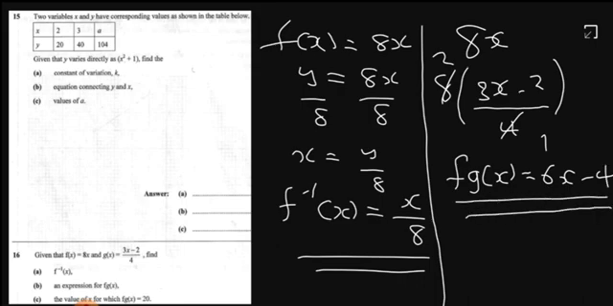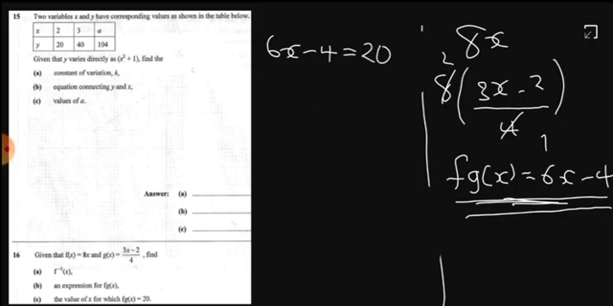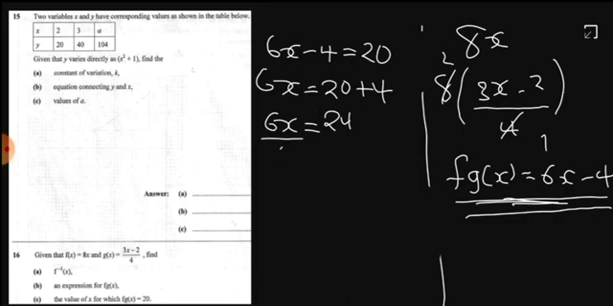That is an expression. Now they're saying find the value of x for which f of g is equal to 20. So in short we are saying 6x minus 4 is equal to 20. That's what we mean. So 6x is equal to 20 plus 4, which is 6x is equal to 24. Divide both sides by 6, so our value of x will be equal to 4.